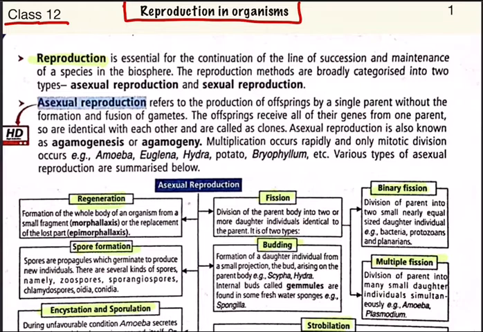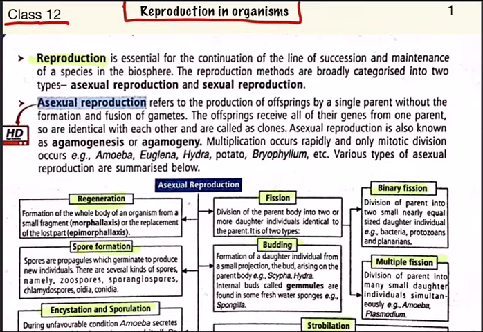We go with the very term reproduction. What do you mean by reproduction? Production is generation, to produce, and something that is produced again and again is reproduction. And it is very significant because what is to be produced is the same species.